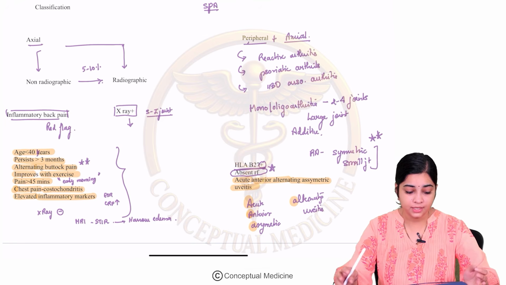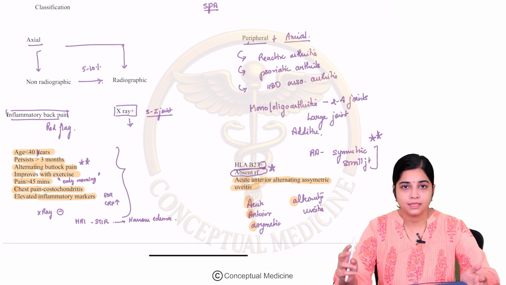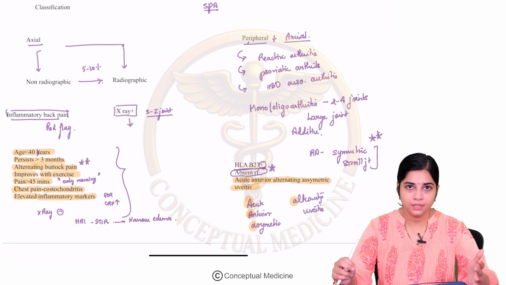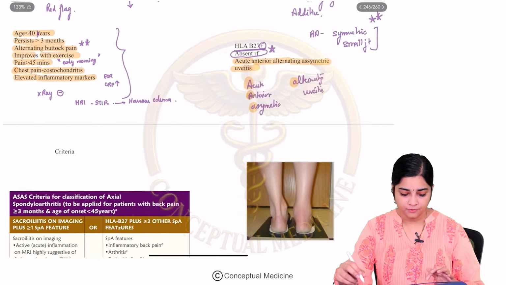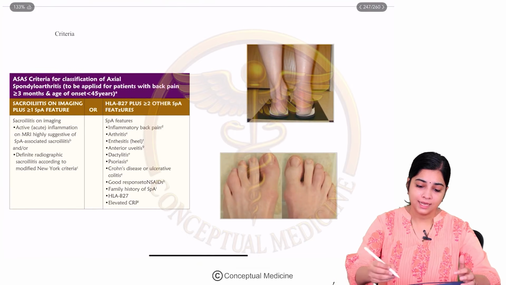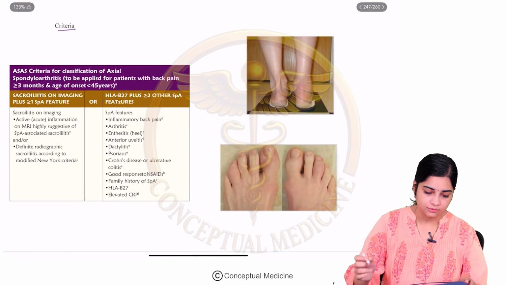So just to reiterate, spondyloarthropathies can be classified as axial as well as peripheral spondyloarthropathy. Axial spondyloarthropathy can be non-radiographic and radiographic SpA. In peripheral spondyloarthropathies, you have your reactive arthritis, psoriatic arthritis and IBD-associated arthritis. Okay, fine. So, what is the classification criteria for the diagnosis of spondyloarthropathies?